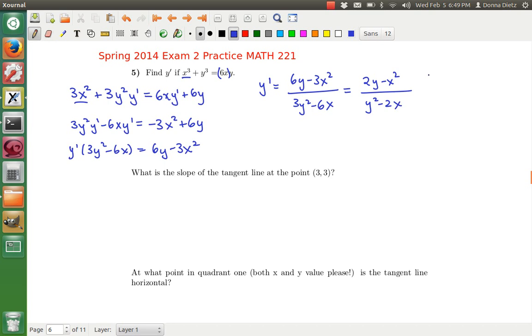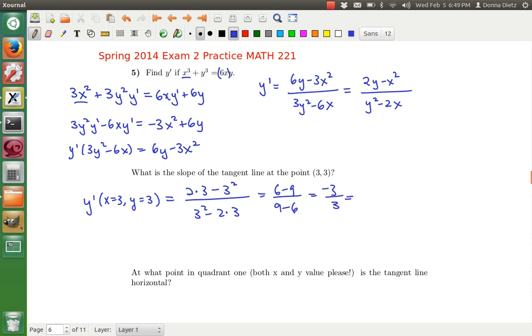There you go. What is the slope of the tangent line at the point 3, 3? Well, that's actually easy. Y prime, and I'm just going to explicitly say x equals 3, y equals 3, is equal to 2 times 3 minus 3 squared. Nice that x and y are both 3 because you don't have to think too much about it. 6 minus 9 over 9 minus 6. That looks like a negative 1 to me. Negative 3 over 3 is negative 1. Okay, then it gets nasty, honestly.